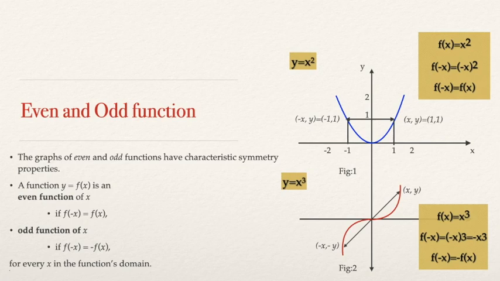And in figure 2, we see that an odd function is symmetric about the origin. Since f of minus x equal to minus of f of x, a point x comma y lies on the graph if and only if the point minus x comma minus y lies on the graph. Equivalently, a graph is symmetric about the origin if a rotation of 180 degree about the origin leaves the graph unchanged. Notice that the definition implies that both x and minus x must be in the domain of f.